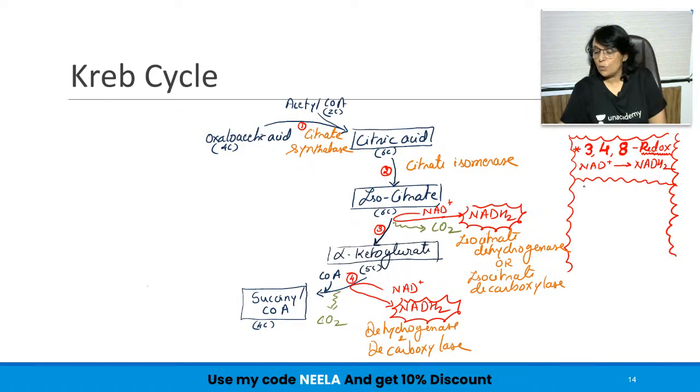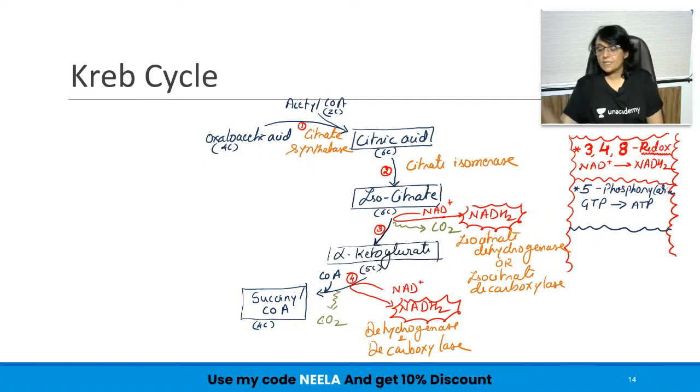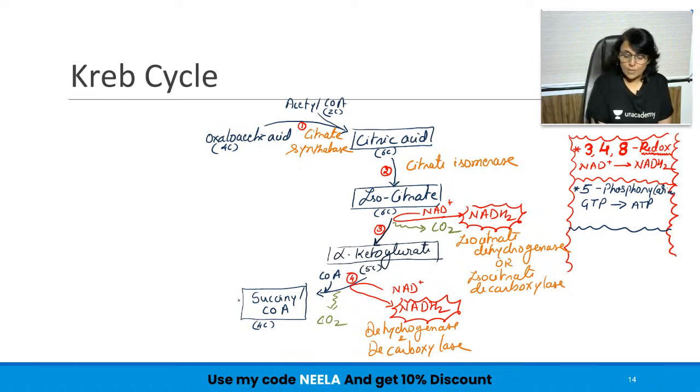In this case we wrote that step number 5 is a phosphorylation step, and in this we get a GTP molecule which ultimately is going to give us ATP. This is our second important thing. So now as we have come to step number 5, this is our step number 5.